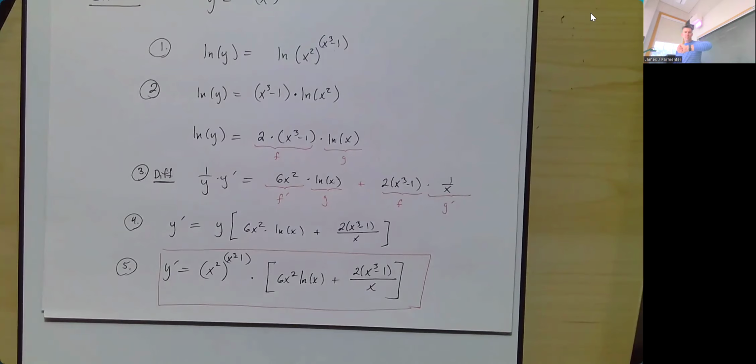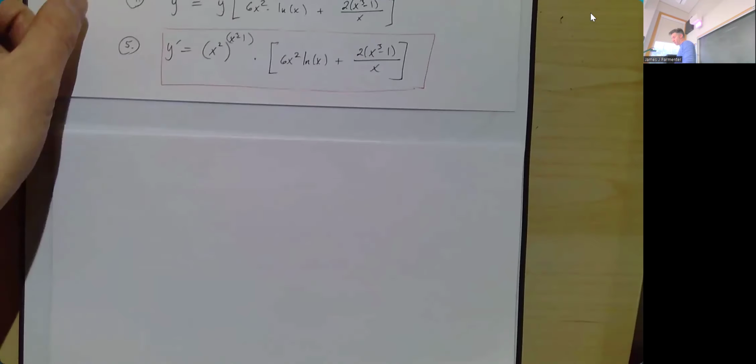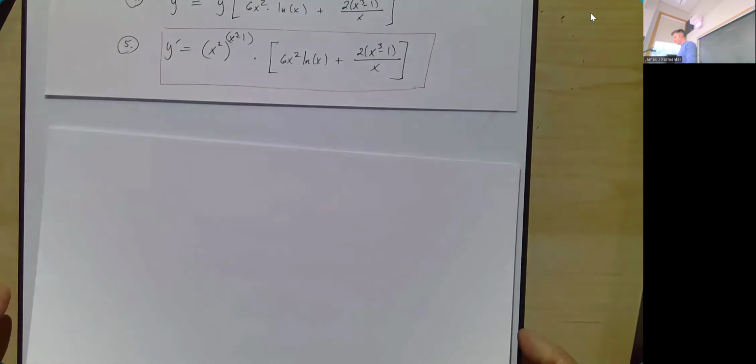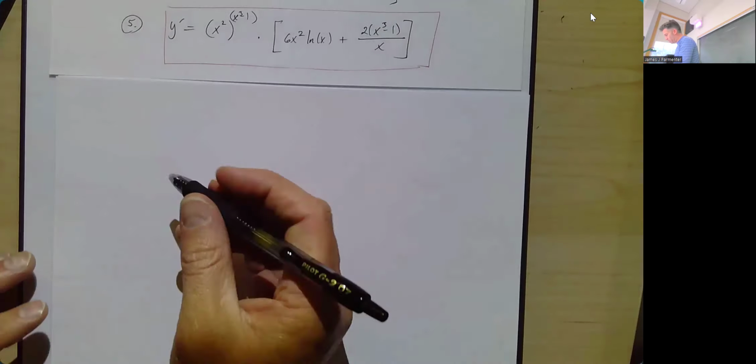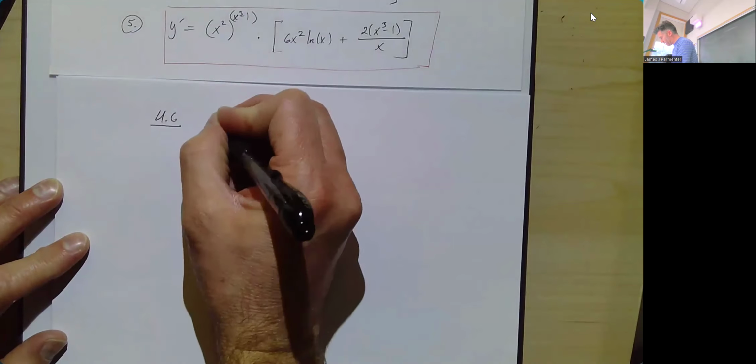Cool. How much time do we got? We got not enough. Never enough. But let's, for a minute, and then we'll talk more about this on Thursday, talk about section 4.6, which is exponential growth and decay.